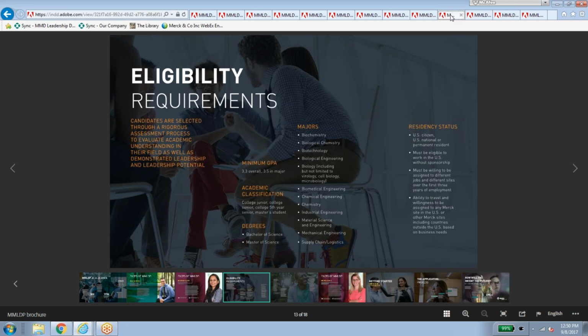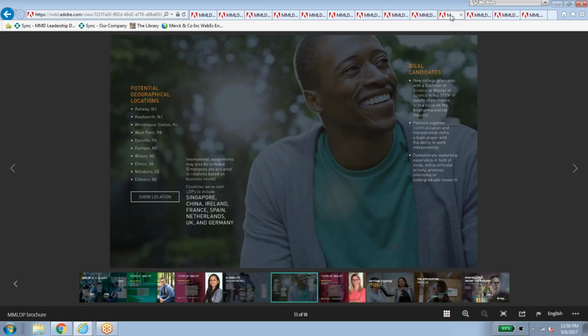So next we'll talk about some of what we're looking for in candidates. Some of the ideal candidates that we're looking for are, if any of you have had a focus on the biopharmaceutical industry as part of your schooling, that's certainly a great target for this program.